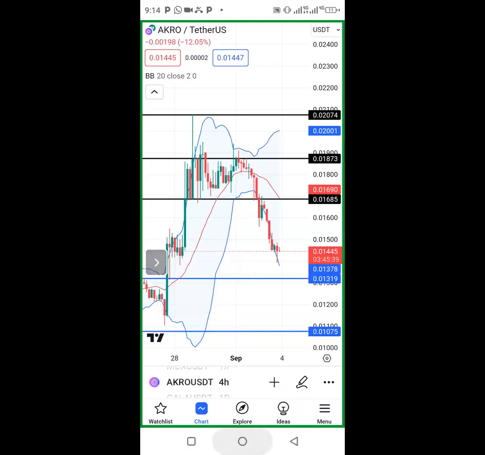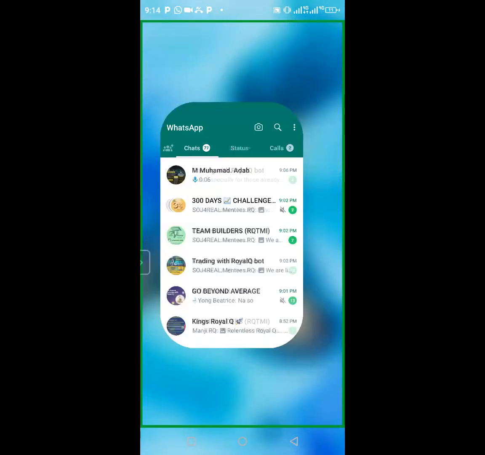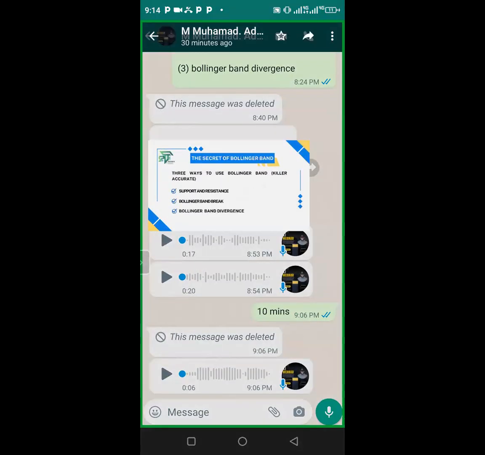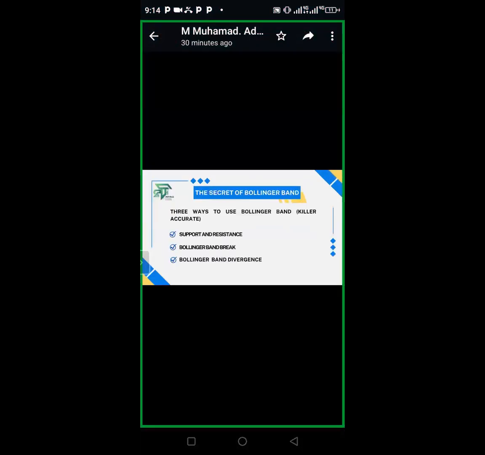Now, there are 3 ways of using the indicator. We have the support and resistance, 2, Bollinger Band break, and the 3 is Bollinger Band divergence. These are the 3 ways you can use the Bollinger Band, although there are other ways, but we are just going to concentrate on this. The first is support and resistance. Yes, however, some people trade without indicators, but we use indicators to support what we have identified on the candles.